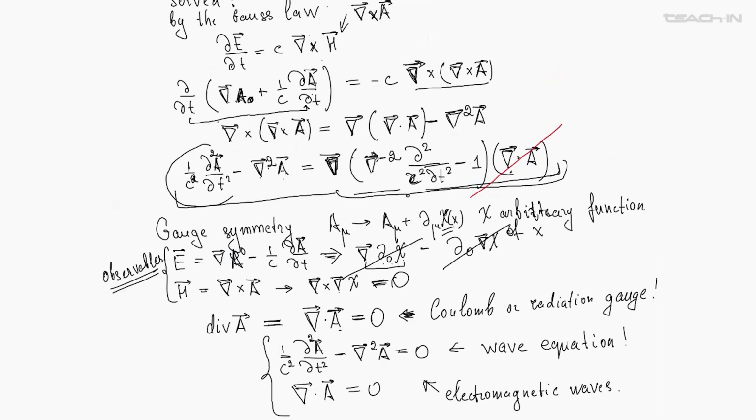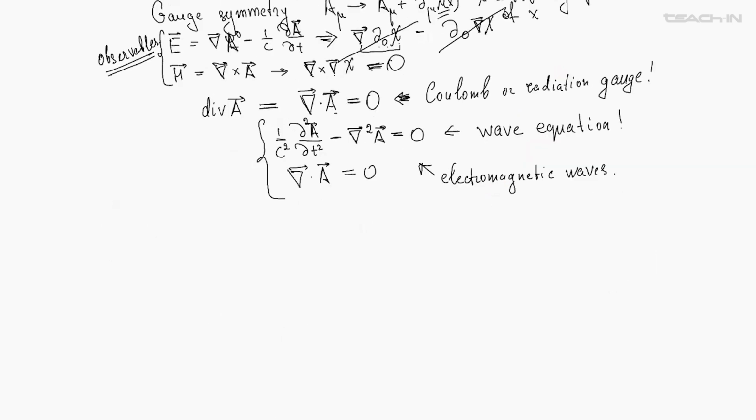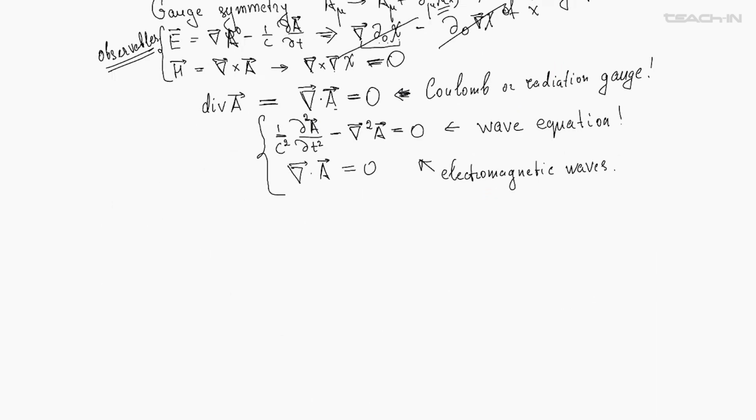Now, sorry, sir. I have another question. If we choose some gauge condition here, how can we show its matrix element is independent? Dependent on what? Dependent of the choosing gauge.